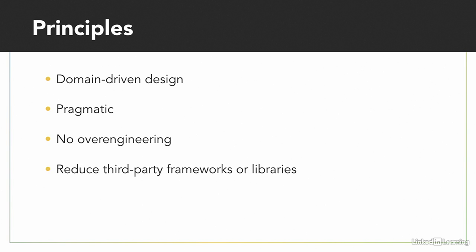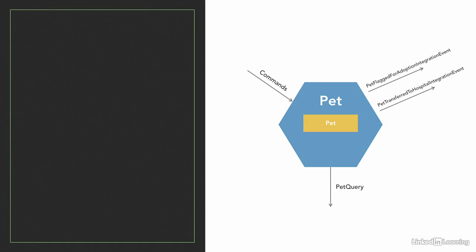We'll try to reduce the usage of third-party frameworks or libraries. While there are numerous frameworks that we could use, I believe they could distract us from the things that really matter. Finally, one of our main goals will be to implement truly autonomous services. That's precisely one of the reasons for using microservices in the first place. Let's dive deeper into each microservice.